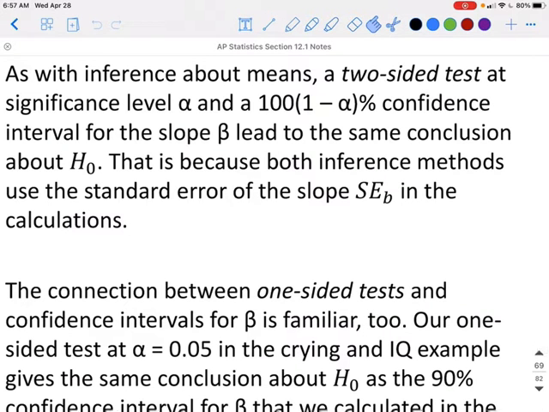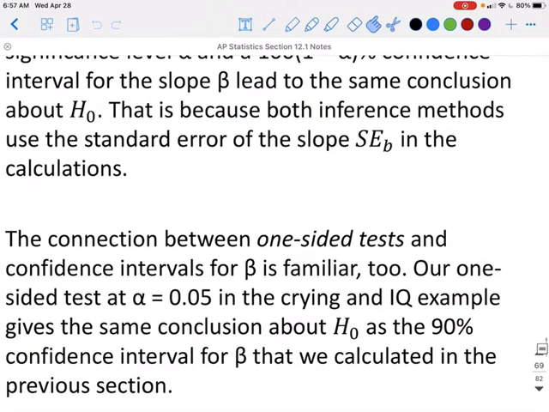As with inference about means, a two-sided test at significance level alpha and a 100 times (1 minus alpha) % confidence interval for the slope beta lead to the same conclusions about the null hypothesis. That is because both inference methods use the standard error of the slope, or SE sub b, in the calculations. The connection between one-sided tests and confidence intervals for beta is familiar too.